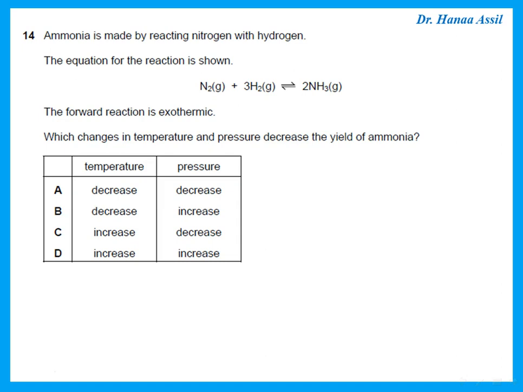Ammonia is made by reacting nitrogen and hydrogen. I'm going to remind you again that this is called the Haber process. The forward reaction is exothermic, which changes in temperature and pressure would decrease the yield of ammonia. So I want something that will favor the backward reaction, or cause the point of equilibrium to shift to the left. Then I get less yield of ammonia. So if this forward reaction is exothermic, I want it to go backward, which is endothermic. Now, if I want it to go endothermic, should I increase or decrease the temperature? You should realize that if I want it to go endothermic, I raise the temperature. So my answer is C or D.